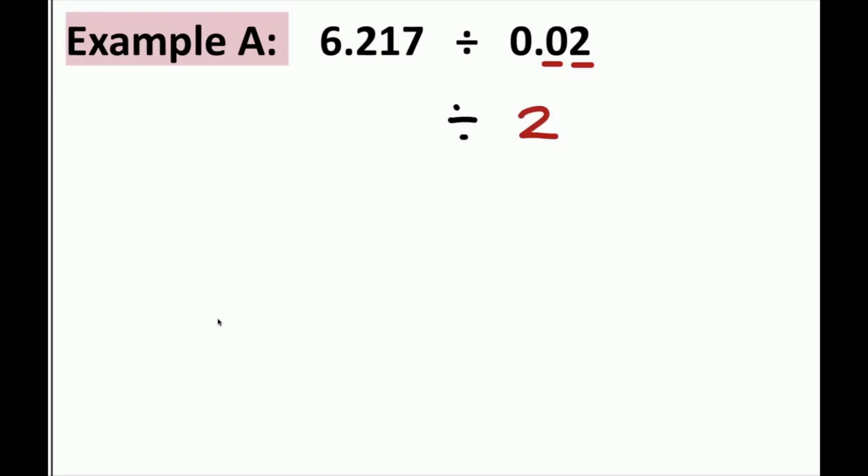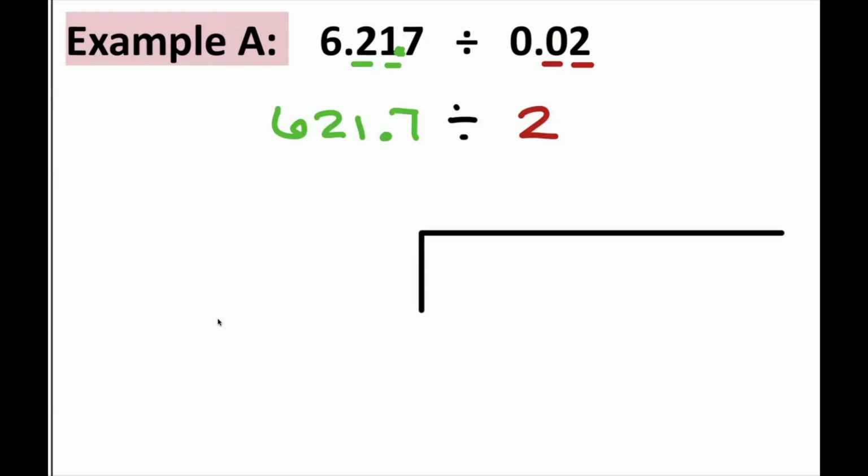I'll bring down my division sign, and if I move my decimal forward 2 spots in my divisor, I need to do the same thing in the dividend. So that means 6.217 becomes 621.7. Now remember, your dividend, your first number, goes inside the house. You should have a pinky's worth of space between each number. And your divisor goes on the outside of the house. Your numbers should not be close to one another. They should not be touching. Go ahead and finish solving this problem, then come back to the video.